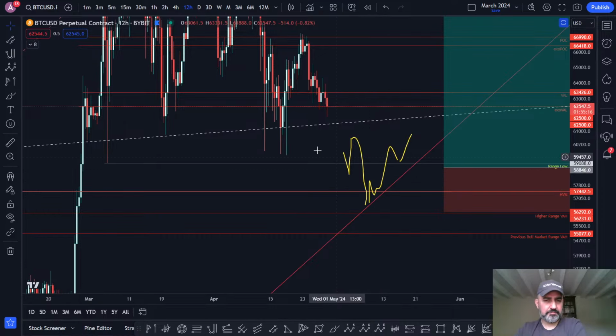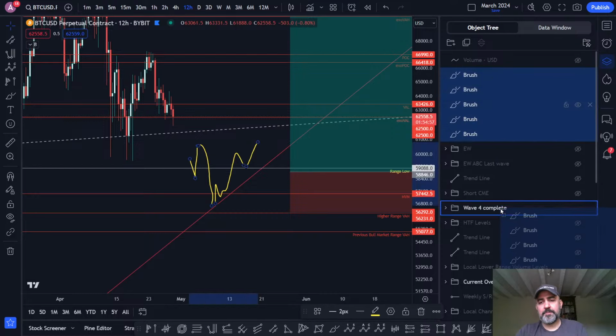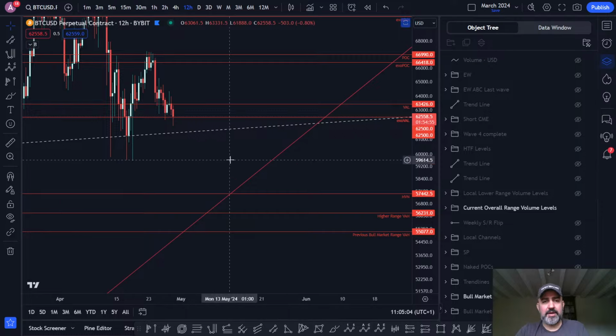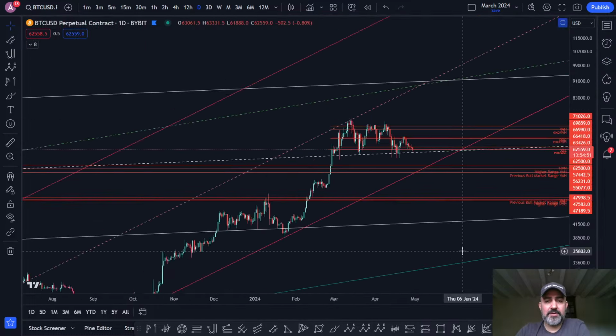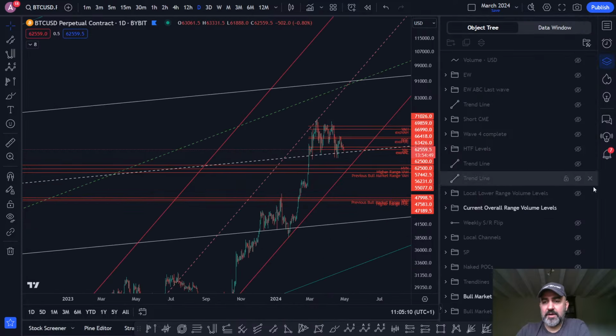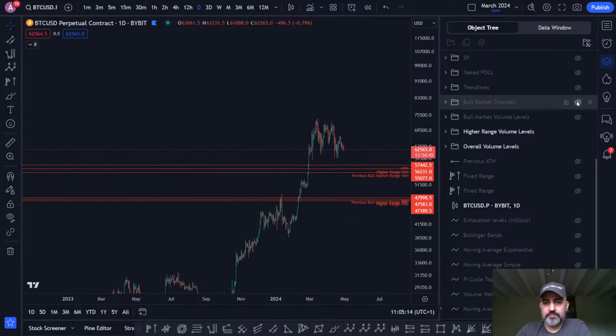That being said, you have a very nice area of interest lower down, which is this high volume node. So for people who aren't aware of this high volume node, let me just quickly draw it for you. I'm going to pull it up on the higher time frame so people can see what I'm talking about. I'm going to hide all of these.